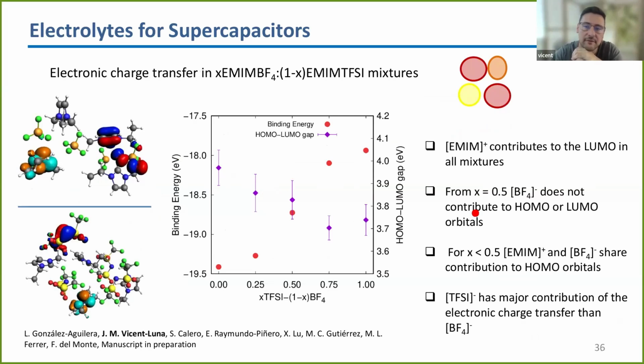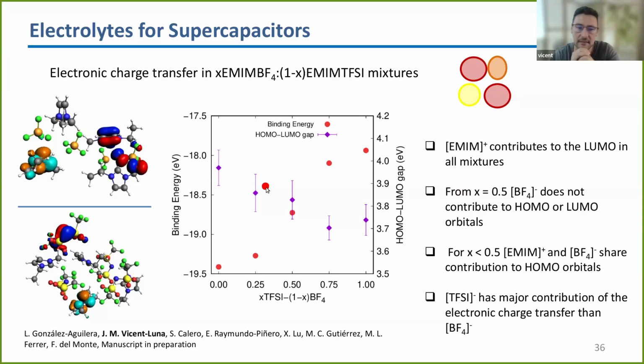And thanks to the DFTB, we can also compute these electronic structure properties. For example, we can compute the HOMO and LUMO orbitals of the mixtures. So this is for one of the ionic liquids, this is for the other. And then we have here a transition changing the anion from one to the other. Here we see in red the binding energy, how strong is the interaction between them. And here the HOMO-LUMO gap.